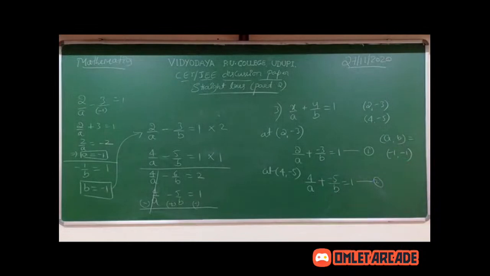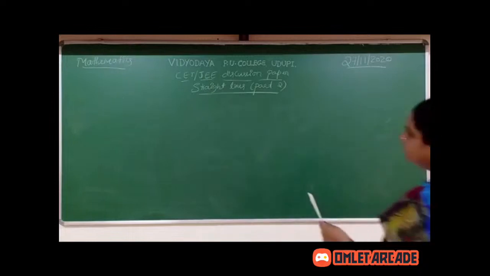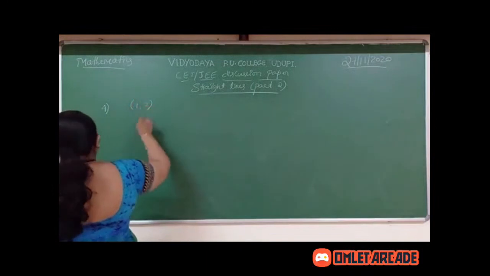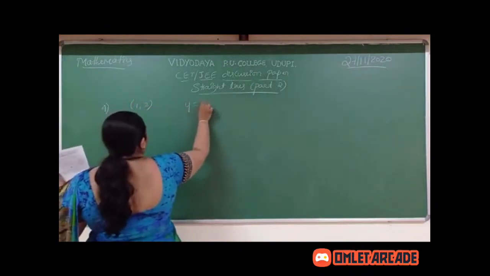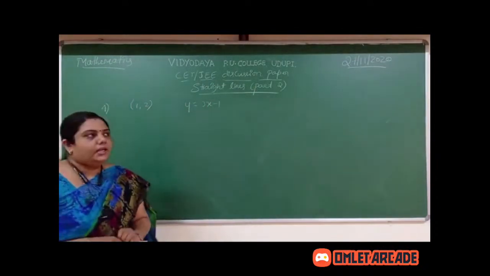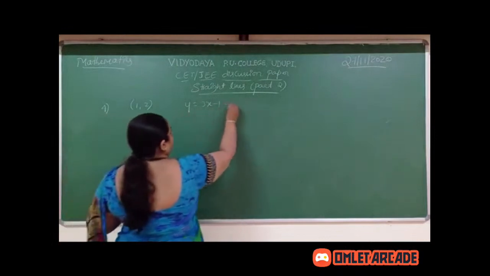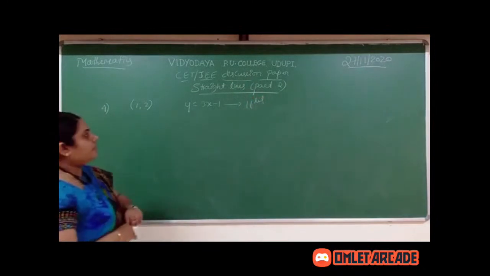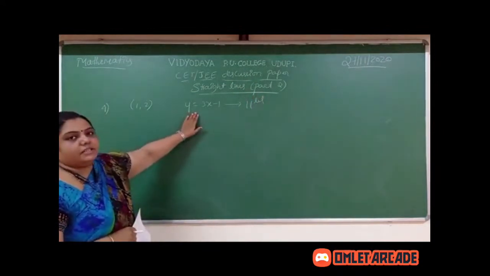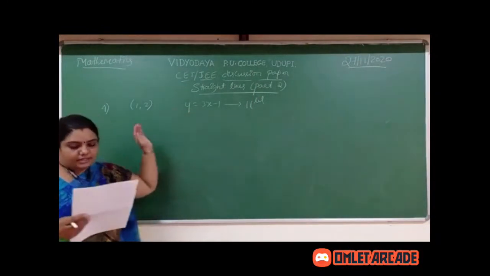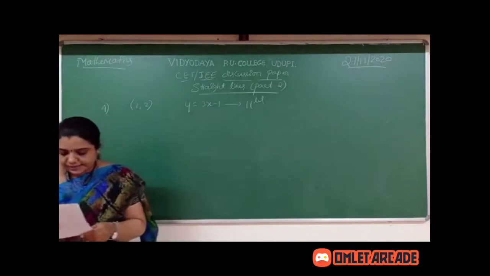We'll see the next question, students. Fourth one. Fourth one is, find the equation of the line passing through 1 comma 2 and parallel to y is equal to 3x minus 1. This is just like the first question. The difference is what here? They have not given a perpendicular one, they have given a parallel one. The parallel line is the line which is parallel to the required line, isn't it? See, passing through this point and parallel to this line.